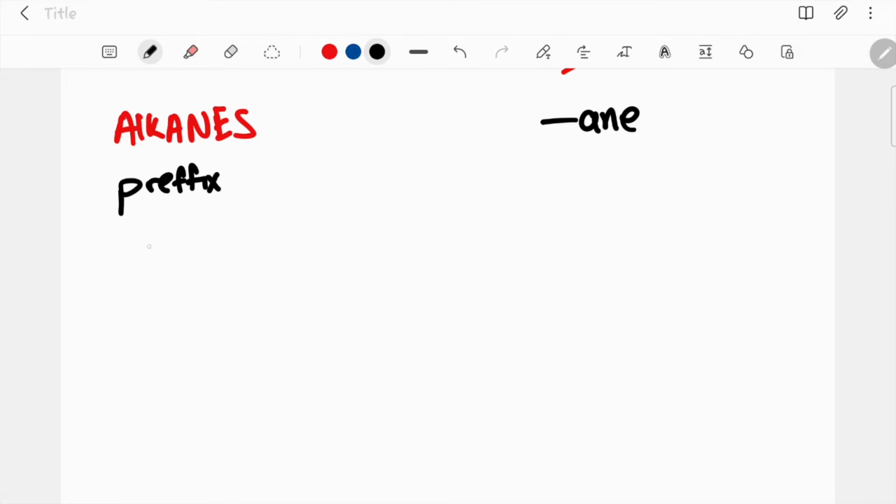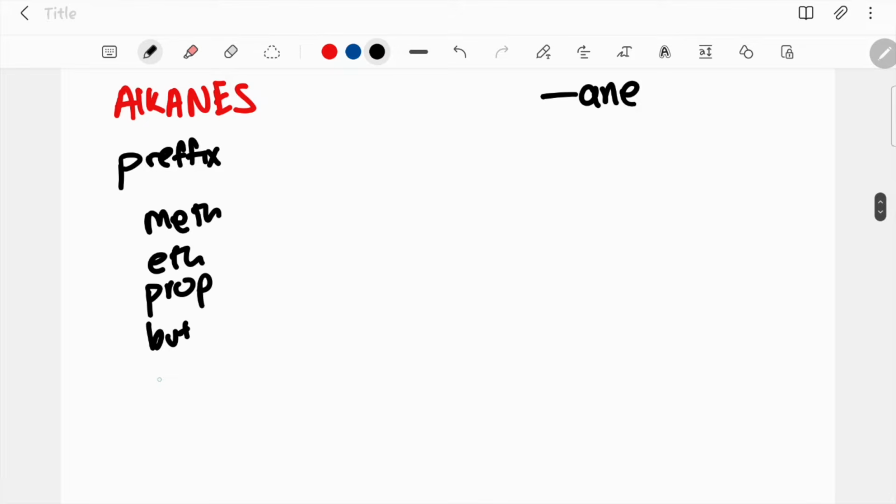We have these following prefixes: meth, eth, prop, but, and pent. These are what you need to know. These are called the basic prefixes. Okay, so these are the basic prefixes.